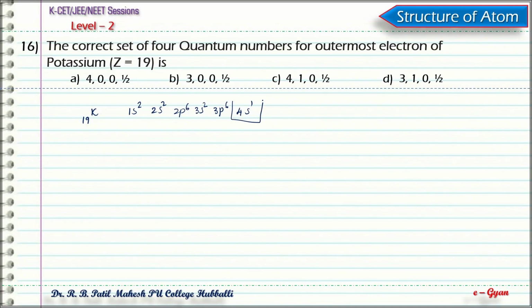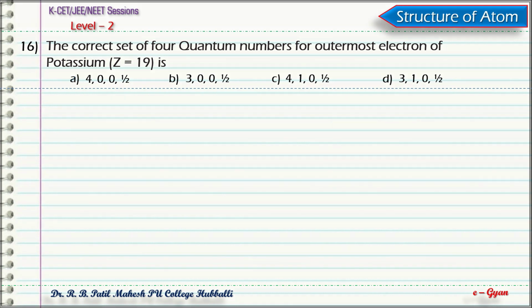So outermost shell is 4s1, which is having n value 4. L value for s orbital is 0. If L is 0, m is also 0, and S, as it is having only one electron, which will be up spin, therefore it is plus 1 by 2. 4, 0, 0, 1 by 2 is the correct option. That is option A. The set of quantum numbers which represents outermost electron in potassium is 4, 0, 0, 1 by 2.